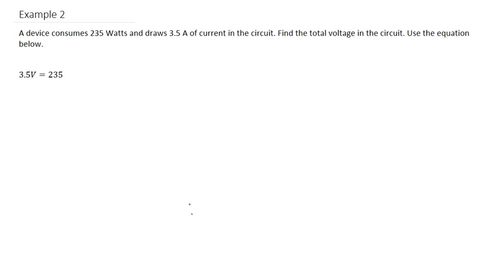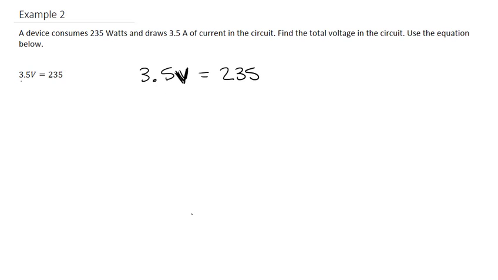Example 2. A device consumes 235 watts and draws 3.5 amps of current in the circuit. Find the total voltage in the circuit. Use the equation below. So here's our equation. And now we're going to rewrite it so it's a little bit larger so we can see it better. Now, we have our variable on our left-hand side.